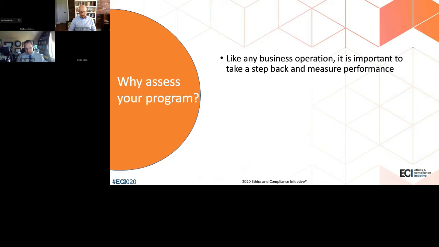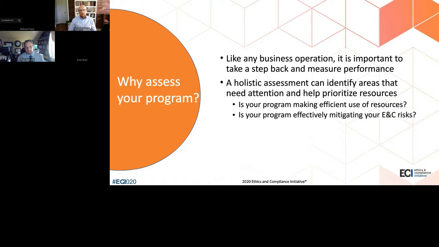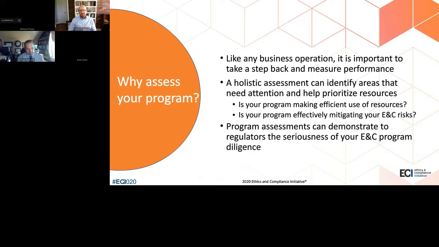So what are the benefits of assessing your program? Well, I would say, like any business operation, it's important to take a step back and measure how you're doing, right? And the holistic assessment of the type that we're talking about helps you identify where your weaknesses are, where you need more resources, and what your strengths are that you need to continue. So is your program making good use of the resources? Are you effectively mitigating your risks? And then the fact that you are assessing your program by itself is a demonstration to regulators about the seriousness of your whole ethics and compliance program.